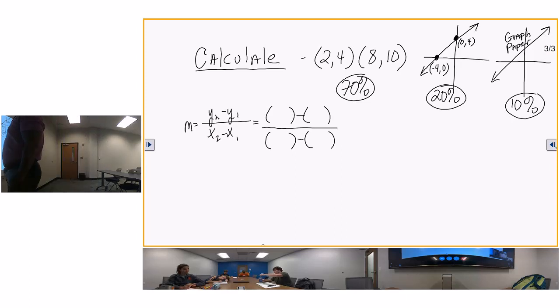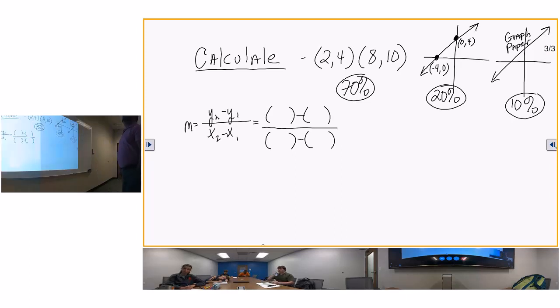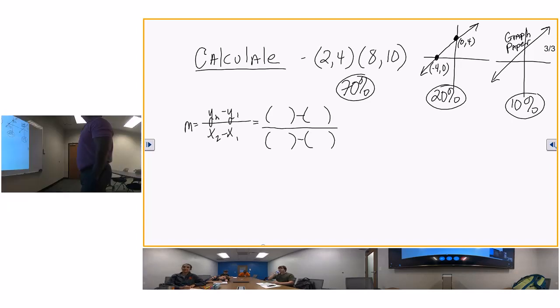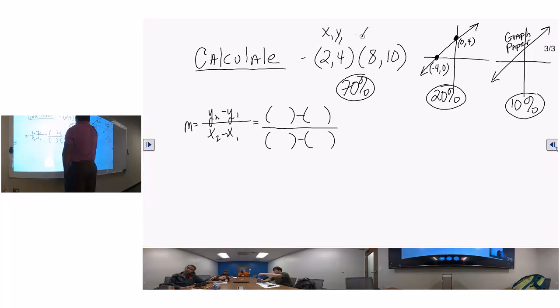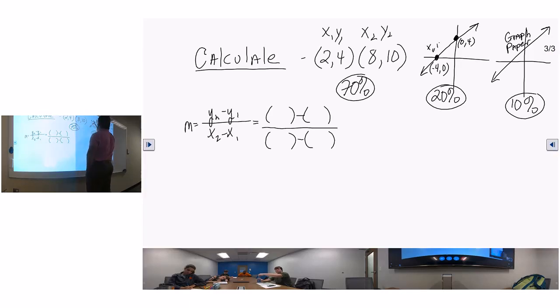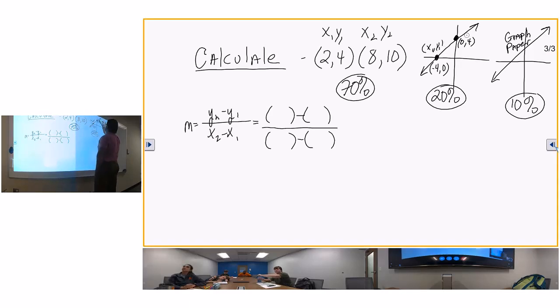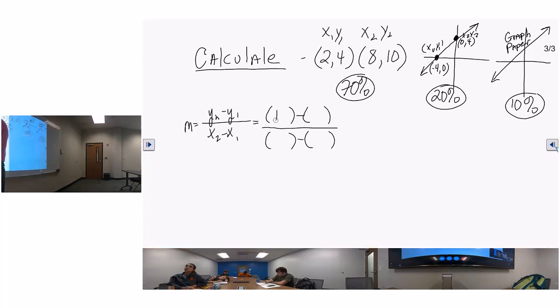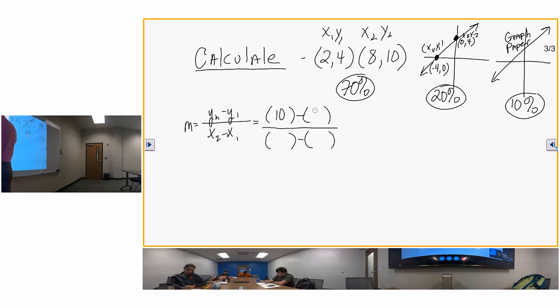So, which way do we read? Left to what? Left to right, unless you're from the Middle East. X sub 1, y sub 1, x sub 2, y sub 2, and so on. So now we just plug in what? Plug and chug. 10 minus 8, or 4, over 8 minus 2.